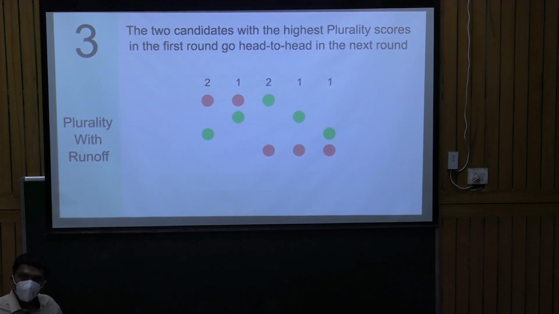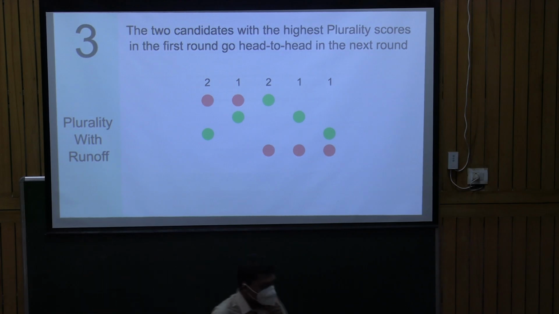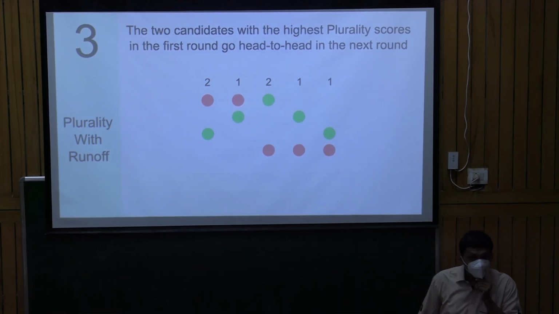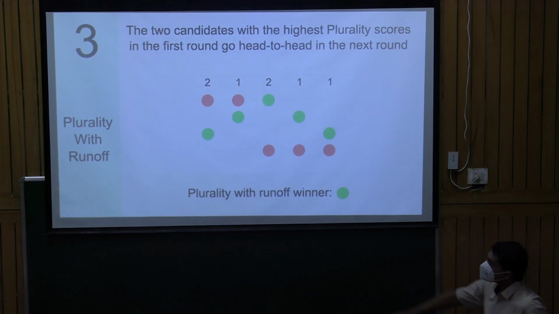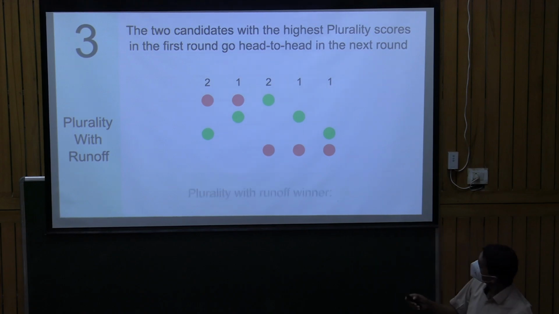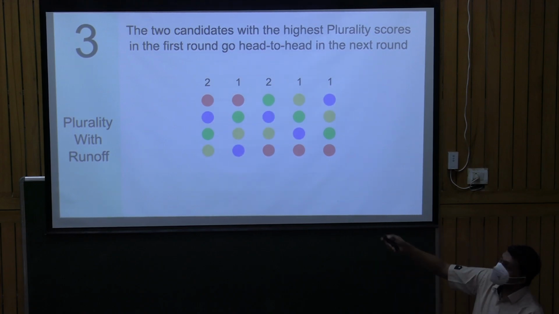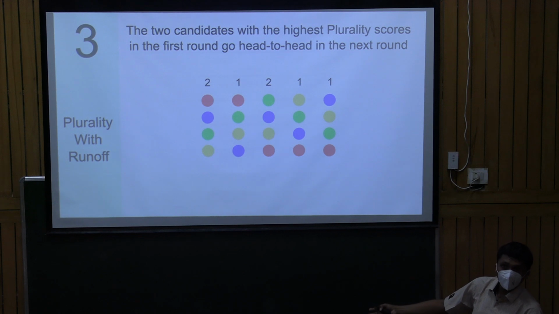And any reasonable voting rule, when it comes down to just 2 candidates, is going to be the same as majority. If it's not, then there's something wrong. So who's the winner now? Green, right? So the plurality with runoff winner on this instance is green. And if I go back, remember, the plurality winner was red, but the plurality with runoff winner is green.